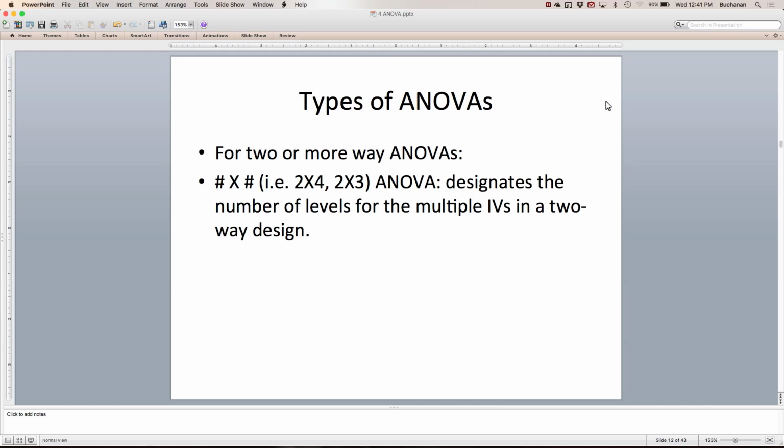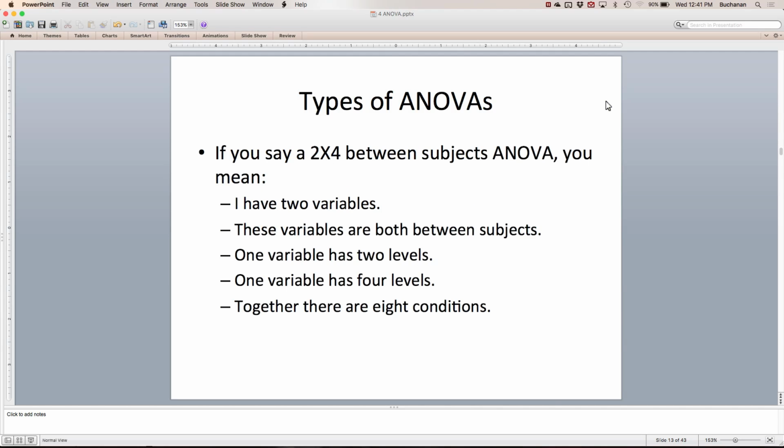So what it does is it tells me how many levels there are. I have two examples because this will be clearer if you give me an example. If I tell you I have a 2x4, what that means is I have two variables. So this is an IV and this is an IV. So I've got two IVs. This one's going to have 2 levels. This one's going to have 4 levels. Multiply them together, that gives you 8 conditions.